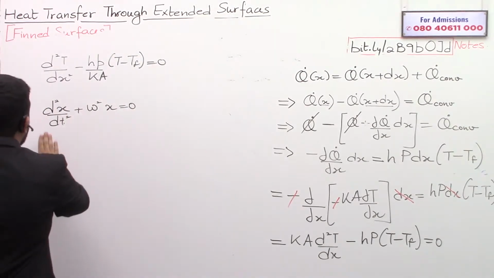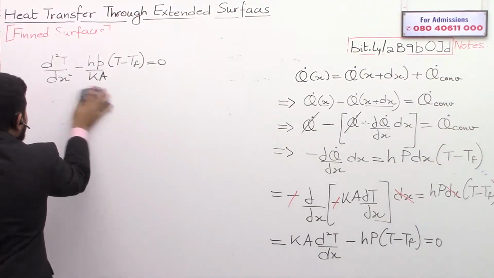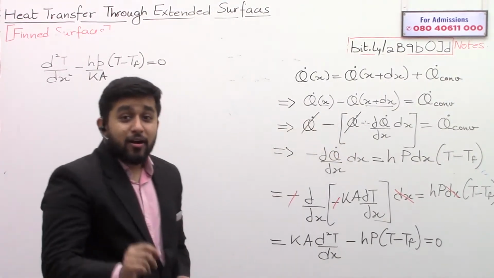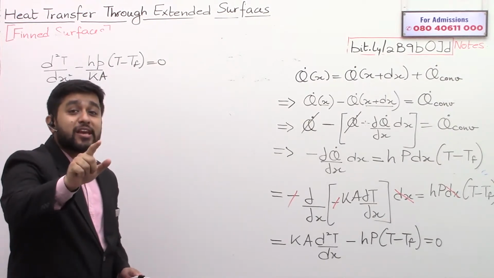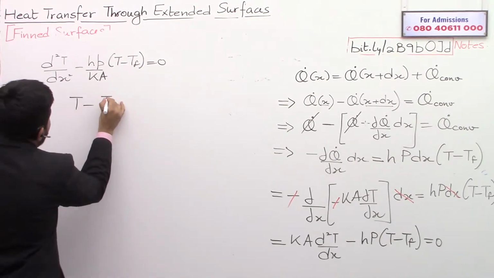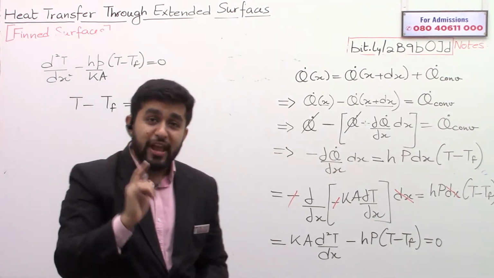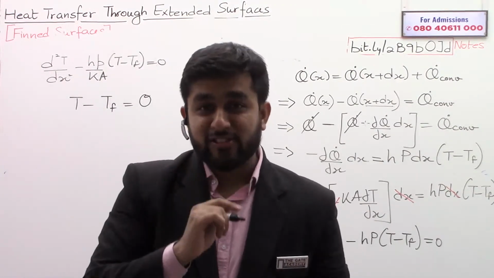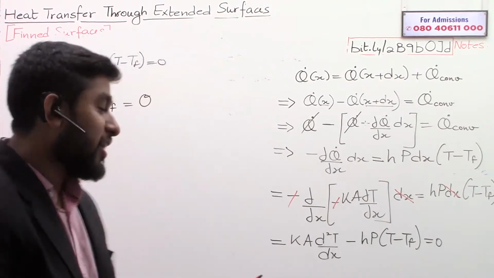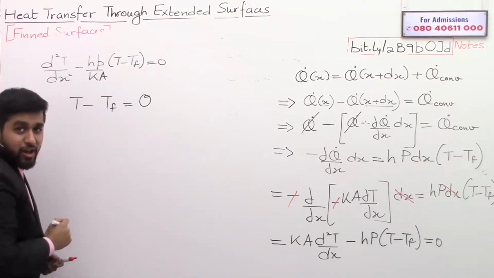So let me show you how to solve such kind of differential equation, and it's very easy. Just to make the differential equation simple, let us write T minus Tf as theta. Okay, let us write T minus Tf as theta. And what is T? T is the temperature for section x. T is a function of x. So when T is a function of x, theta is also a function of x.